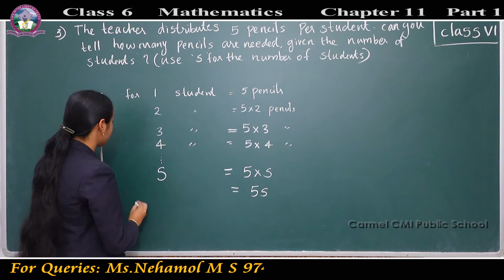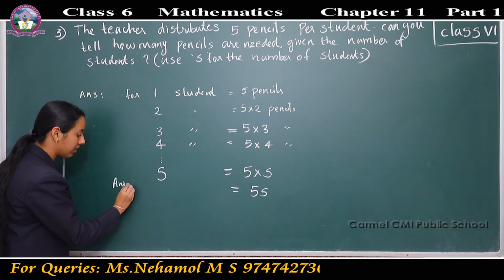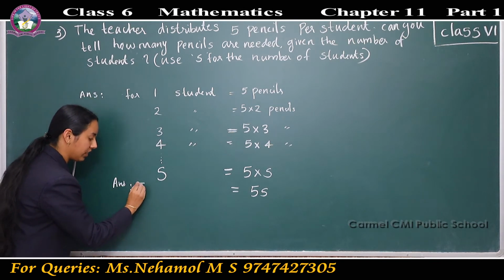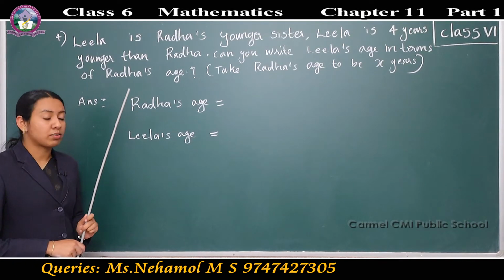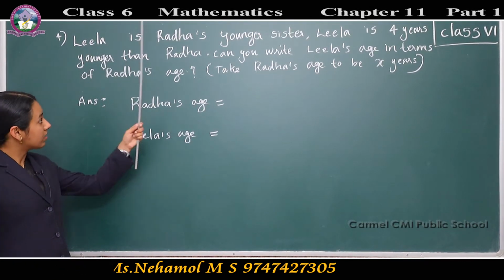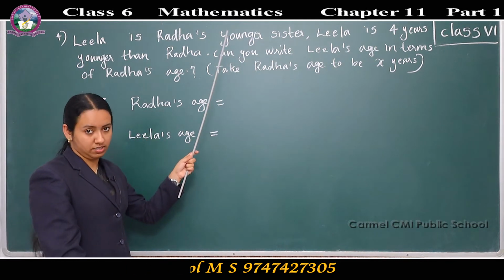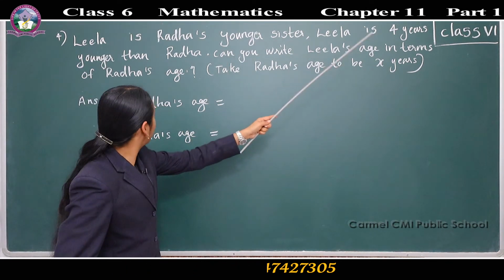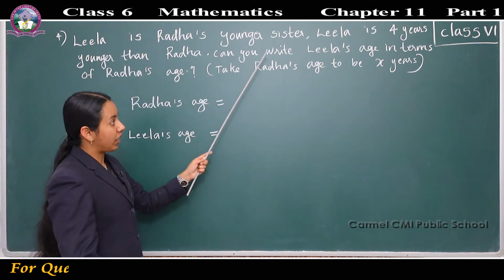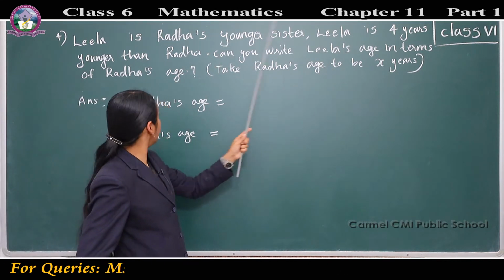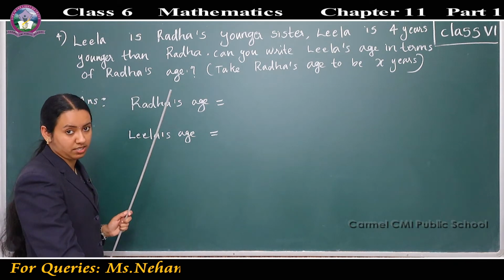So what is the answer? The answer is the general rule, that is 5S. Next question. Leela is Radha's younger sister. Leela is 4 years younger than Radha. Can you write Leela's age in terms of Radha's age?